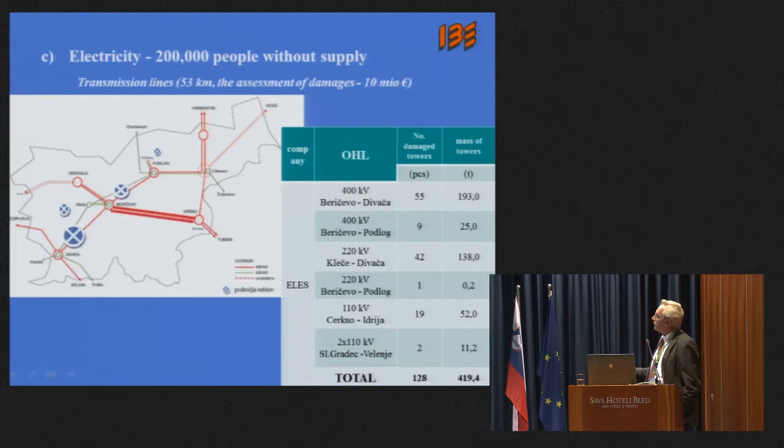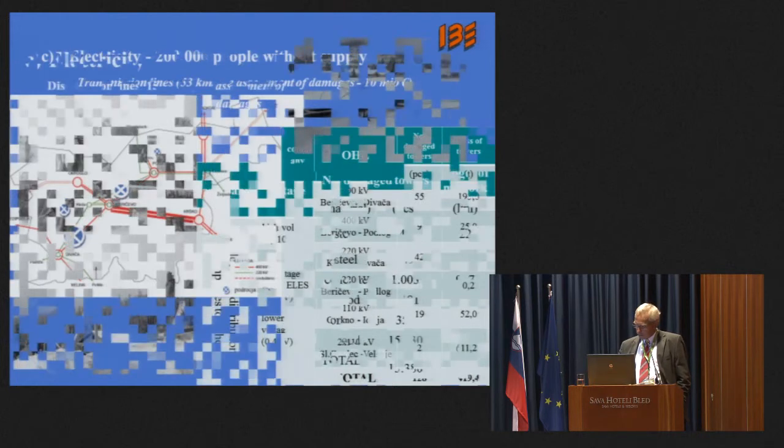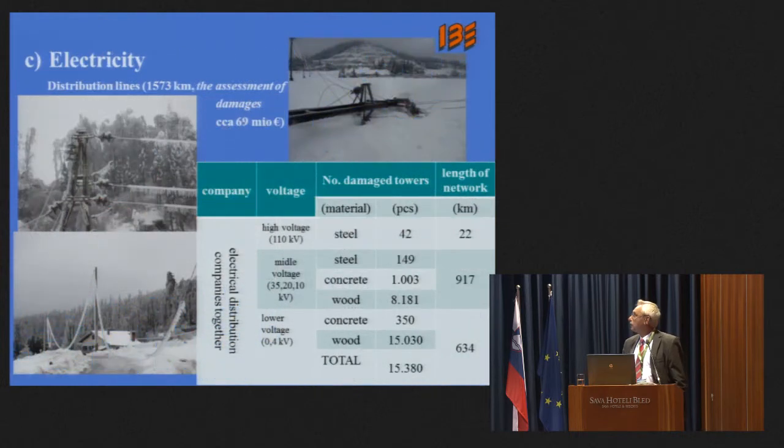There are some lines, especially this one from Beričevo, this is Ljubljana, to Divača, that suffered most. 55 towers fell down, in the range of 200 tons, and altogether, on all lines, 28 towers and 420 tons. Altogether, about 10 million euros of damages.